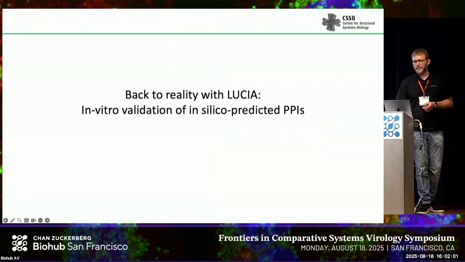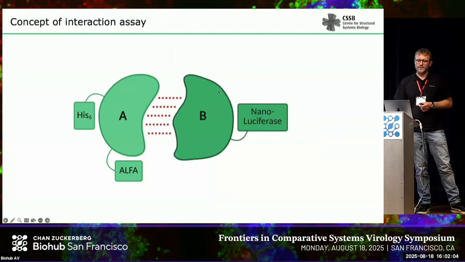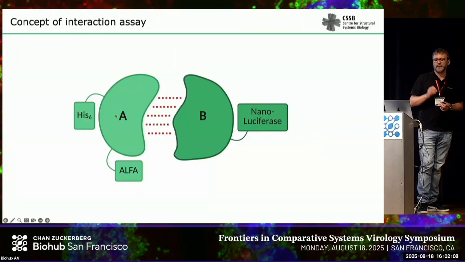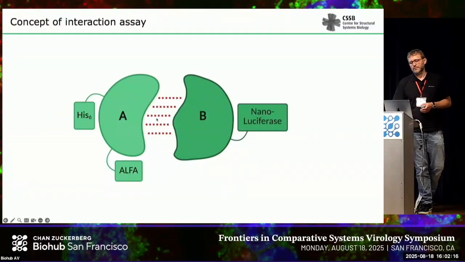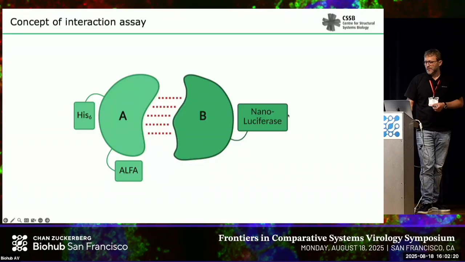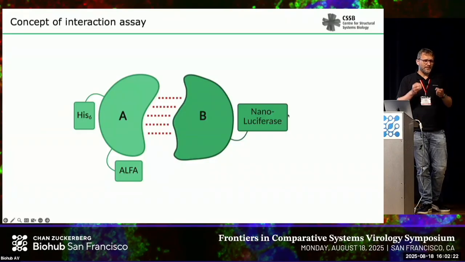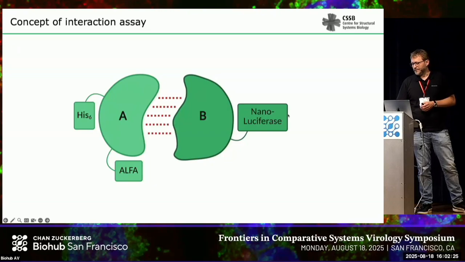We call this LuCIA. So the basic idea was that we take one protein, the A protein, and we put a His tag on it. There's also an alpha tag on it for titration purposes. And then we have the B protein that is supposed to interact with this, given the prediction. And we put a NanoLuc on that. And then we have to express them. And that is the bottleneck, as I explained, right?